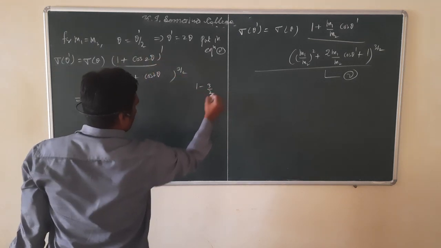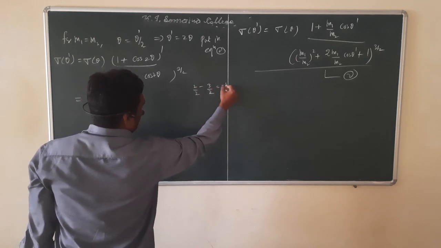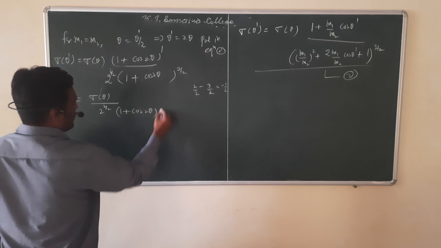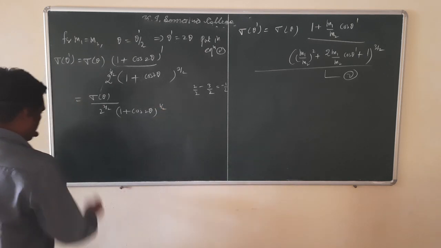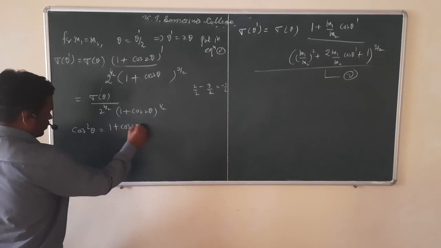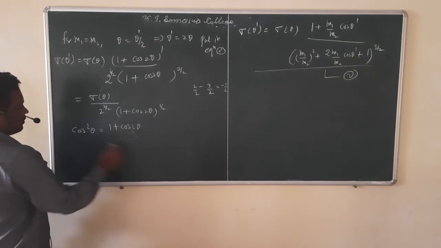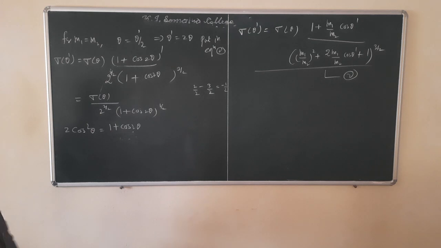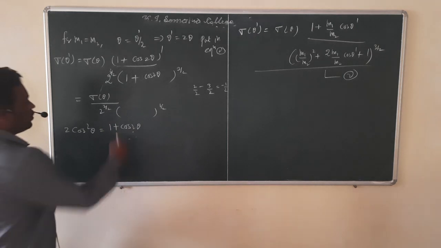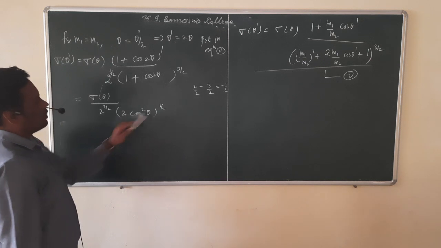So 1 minus 3 by 2, which is 2 minus 3 by 2, is minus 1 by 2. So this is 1 plus cos 2 theta raised to half. Now using cos square theta is 1 plus cos 2 theta divided by 2, so 1 plus cos 2 theta is equal to 2 cos square theta. So we can write this term as 2 cos square theta. So this is nothing but 2 raised to half.